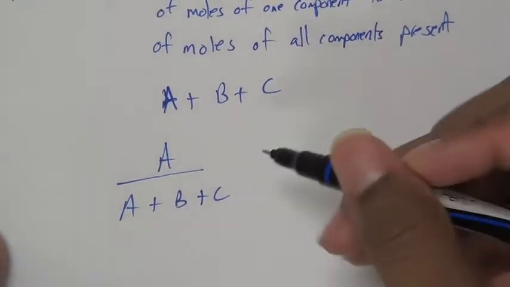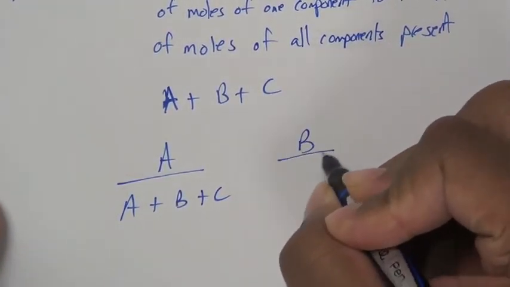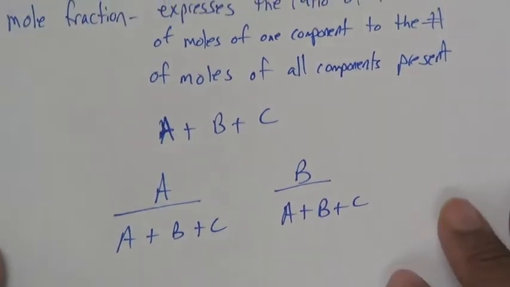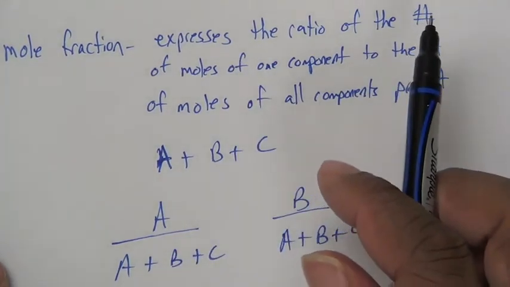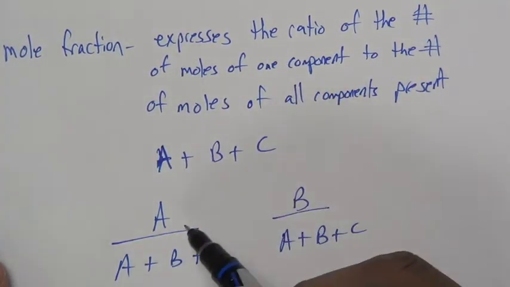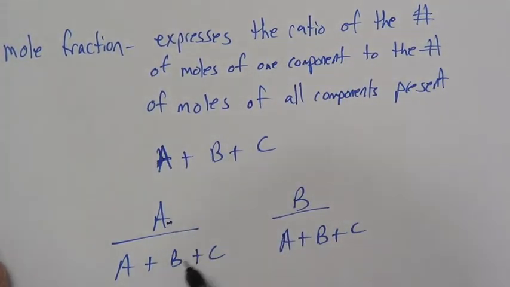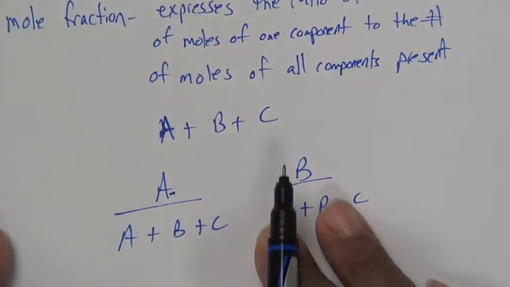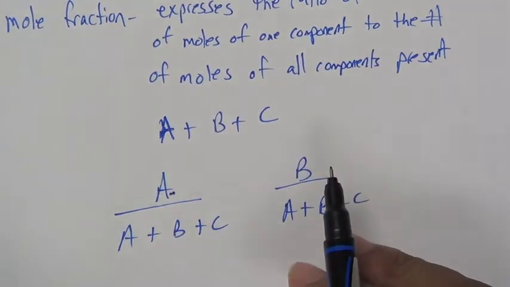Then let's say we want to find the mole fraction of B. We'll say B over A plus B plus C, and the same thing for C. This expresses the ratio of moles of one component to the number of moles of all the components. We'll find out the individual mole fractions and put them in this formula.